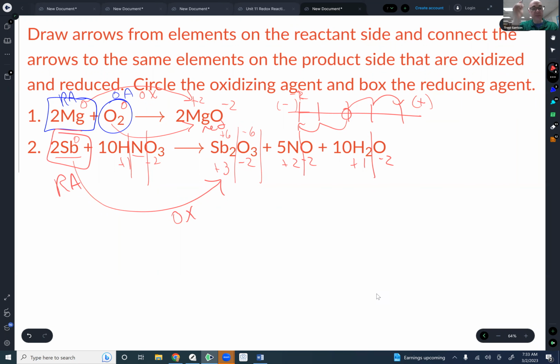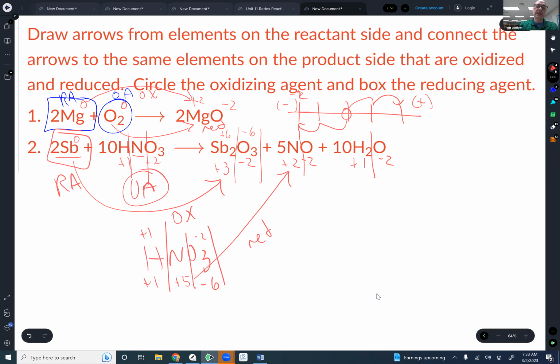Now, by default, that means the nitrogen is the oxidizing agent, but let's prove that. So the HNO3, the total charge here must be -6 because each of those are -2. +1 for each of the hydrogens means that this charge had to be +5. It's a +2 here. That means it gained electrons. That means it is going through reduction, meaning that it is the oxidizing agent.